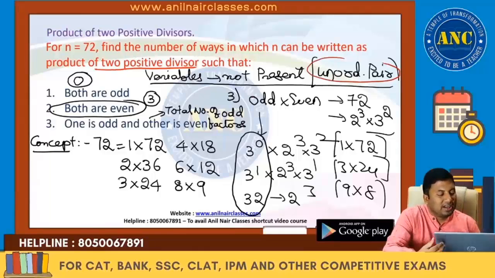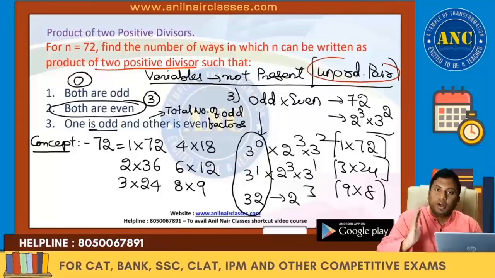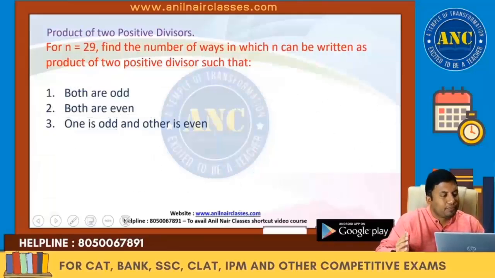One is odd, another is even. Odd means push 3 power 0, 3 power 1, 3 power 2 onto the odd side. They are nothing but the odd factors: 1, 2 and 3. I hope the idea is clear. We will do more and more problems so that it will be clear to you.